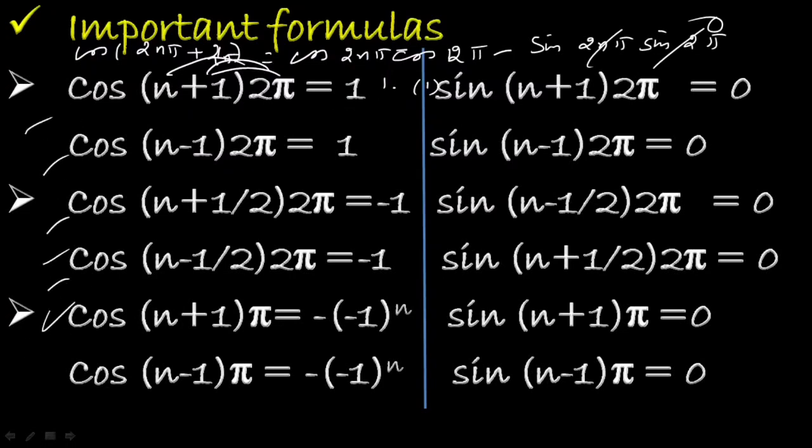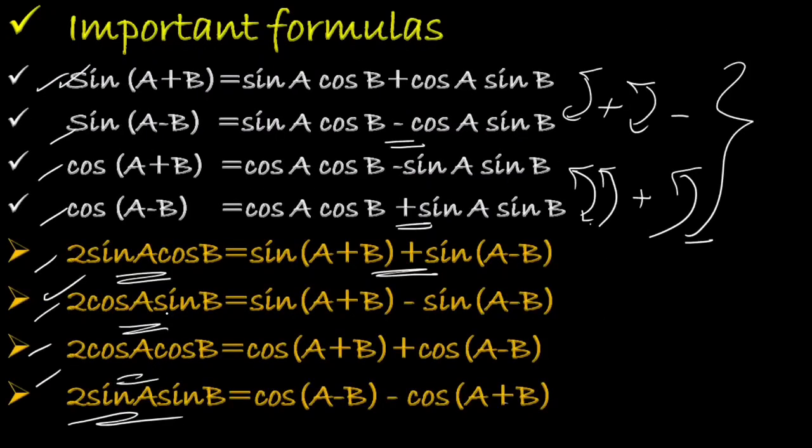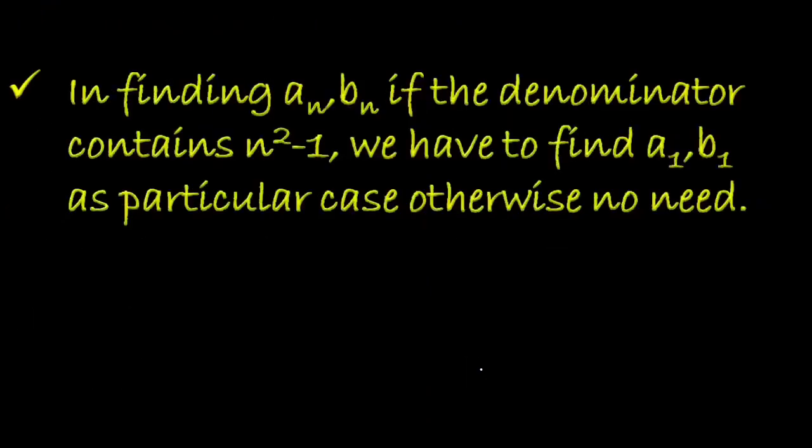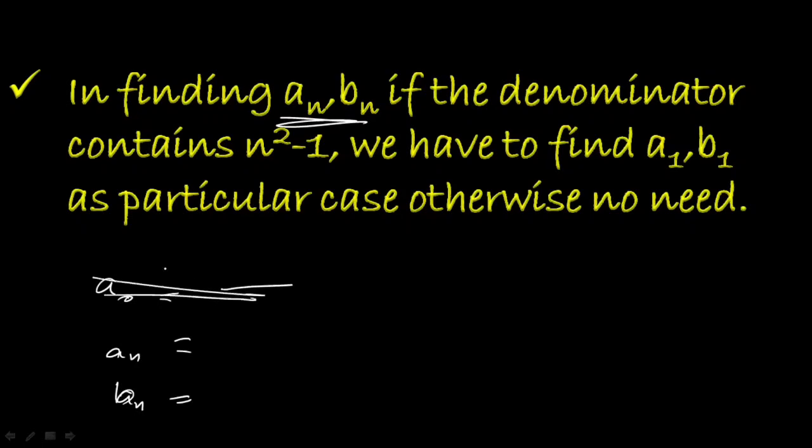So if you know the basic formulas of trigonometry, from that you can find the values of cos(n + 1)π, cos(n + 1/2)2π, likewise in terms of sin. Now, in finding the denominators of aₙ, that is Euler's constants, to give the general form of the Fourier series, you have to calculate the values of a₀, aₙ and bₙ. For calculating these values, look at the denominator. If it is a₀, no need to worry, that is a constant term.